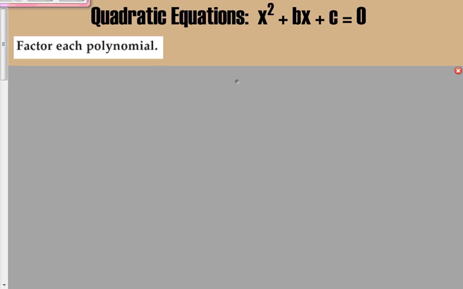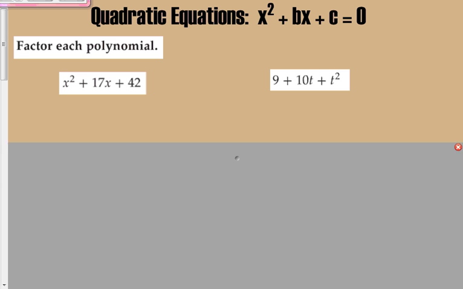Welcome, students. Today's lesson is called Factoring Quadratic Equations when they're in the form of x squared plus bx plus c equals 0, or without the 0, as you'll see to begin with. This is x squared plus 17x plus 42. Now these are trinomials that we are going to factor into two binomials. So right away you know you're going to have two sets of parentheses.